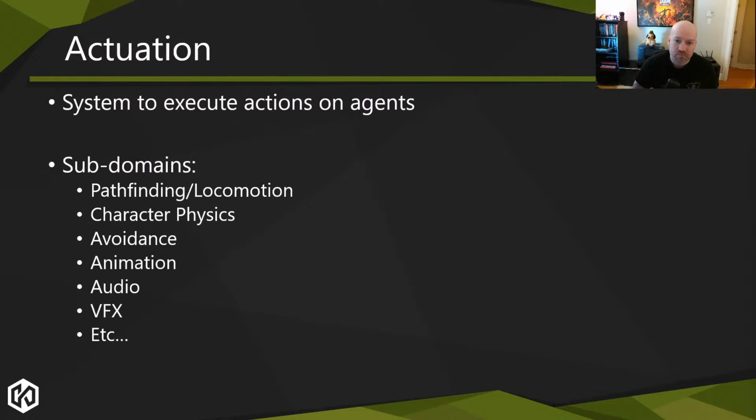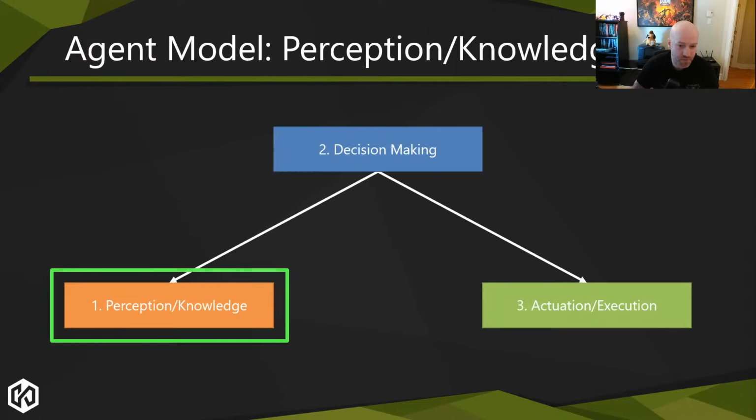So in conclusion, it's just a system to execute actions and agents. The sub areas here, these are the domains where things get a bit hairy. It's primarily character physics, pathfinding, avoidance, animation. This is covered by the actuation layer. So I have this backwards again.